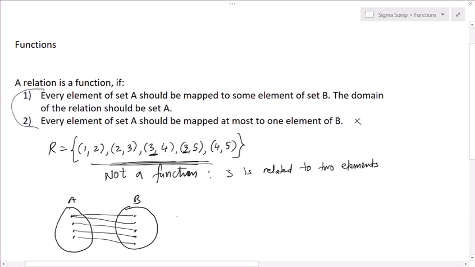And obviously it is not a function. Why? Because this element here is mapped to two elements here. Oh, okay, mapping means I need to show arrows as well. So this element here in set A is mapped to two elements in set B. So again, same as the previous one. Okay, let's look at this one here.